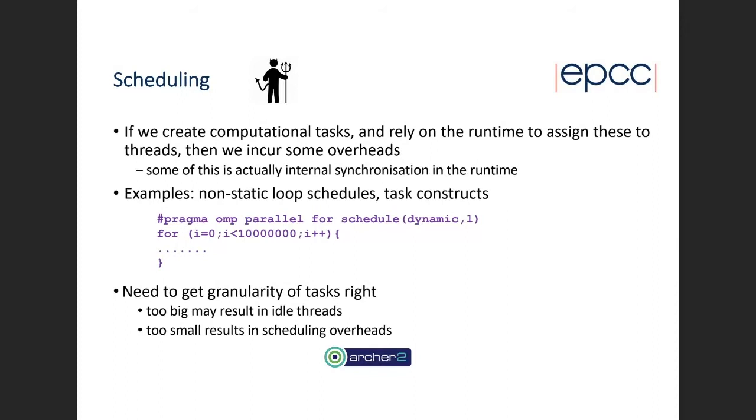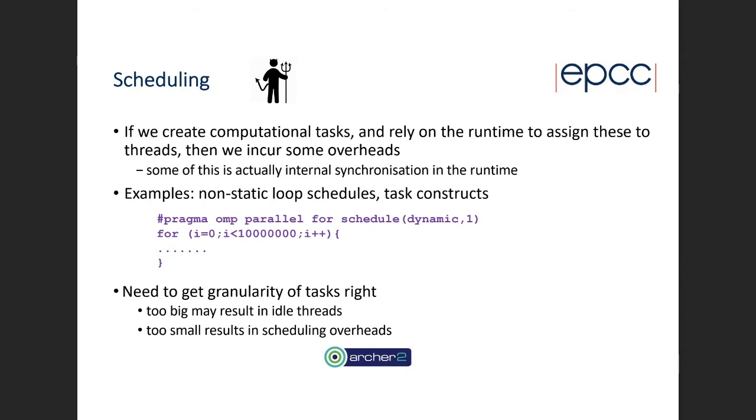Okay, so that's synchronization. That's fairly straightforward. Next one is scheduling. So this is the overhead that's incurred where if we create computational tasks, but we're relying on the runtime to assign those to threads in some way, then we're going to incur some overheads because the runtime has some cost to doing that scheduling. Some of that may well be actually internal synchronization in the runtime. So some of that cost of scheduling is actually synchronization, which is hidden from you.